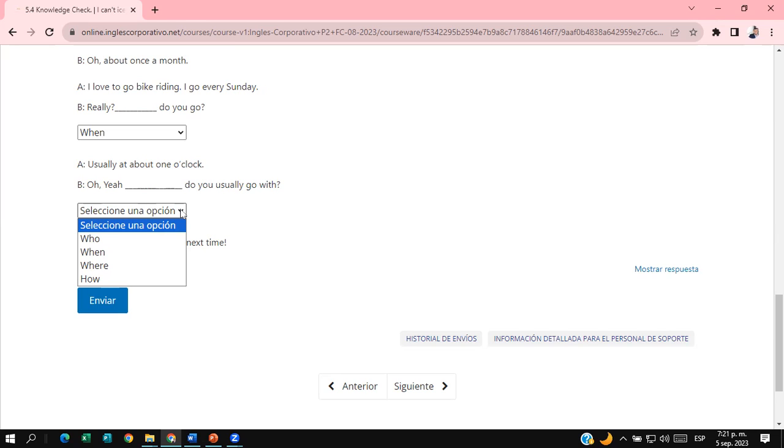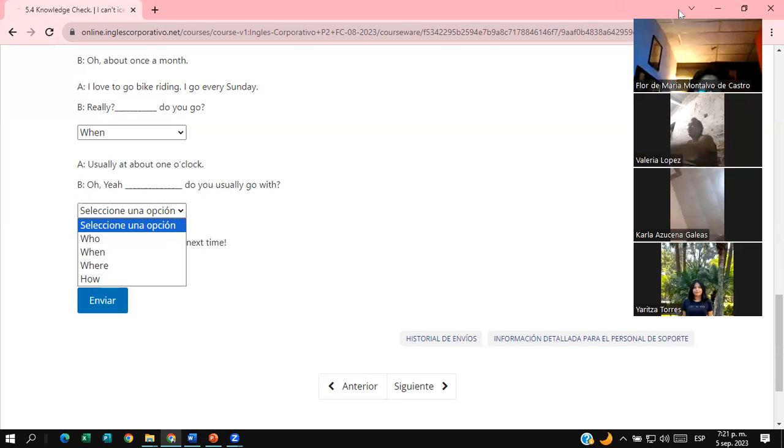Quiero que complete la oración, no solo elija la opción, por favor. How... oh yeah. So, how do you usually go with? No. Where do you usually? No. Oh, háganse la pregunta. Ya les había explicado ayer. Háganse la pregunta si la pregunta o si la oración tiene sentido o no tiene sentido.